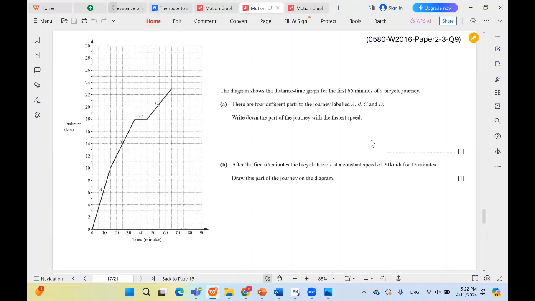The diagram shows the distance time graph for the first 65 minutes of a bicycle journey. There are 4 different parts to the journey labeled A, B, C, D. Write down the part of the journey with the fastest speed. So this is a distance time graph. And to get the speed, we are moving down, so we're getting the slope. So instead of fastest speed here, I can actually write highest or biggest slope.